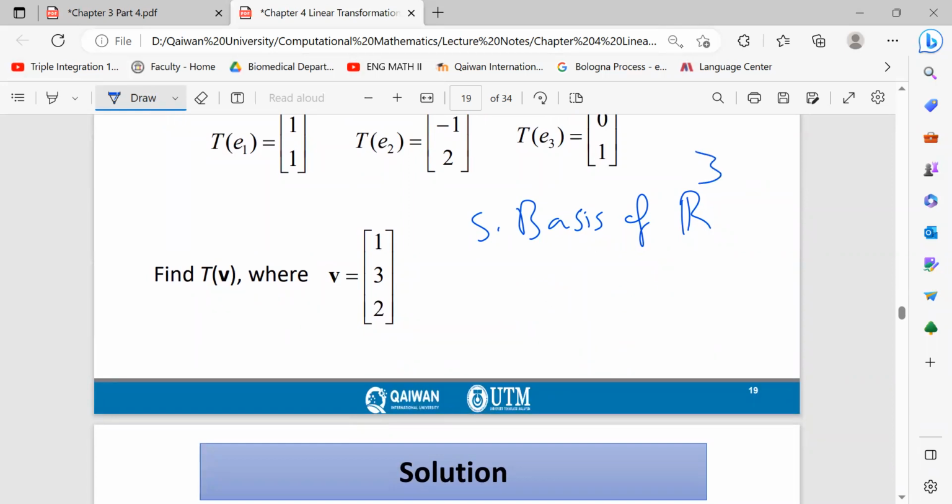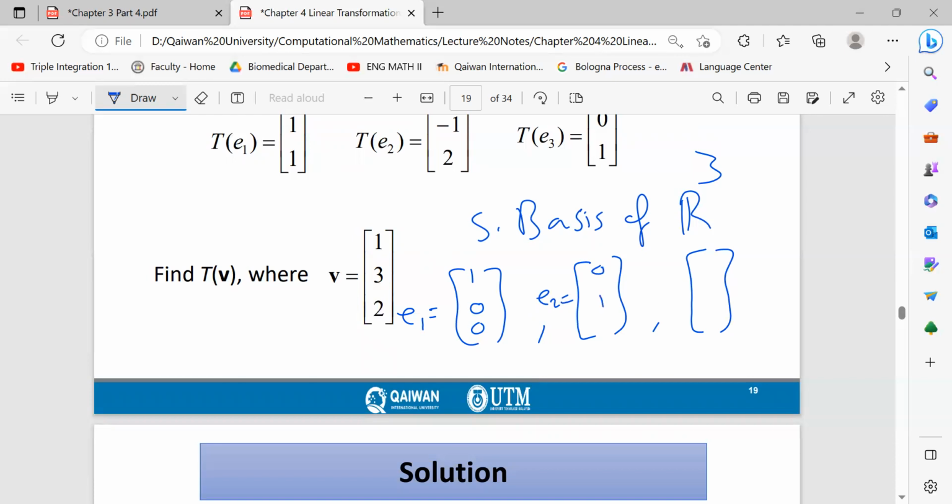Of R3. How about R3? We say it's 3 vectors. E1 equals (1, 0, 0). Okay. E2 equals (0, 1, 0). E3 equals (0, 0, 1). Yeah. And you can pick this for E1, this is for E3, this is for E2.